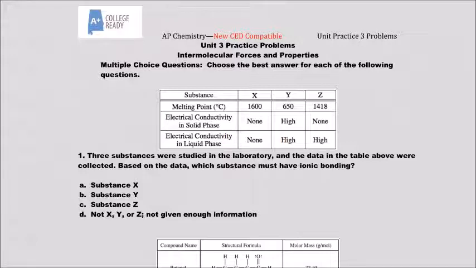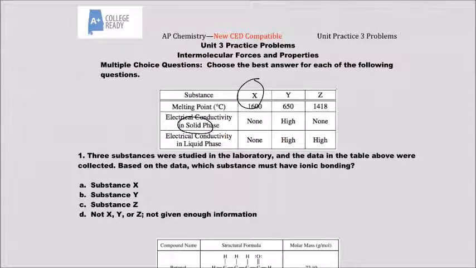All right, number 1, there are 3 substances studied in the lab, and the data in the table above were collected. Based on the data, which substances must have ionic bonding? Okay, well, we know things with ionic bonds have high melting points. All these melting points seem relatively high. But what else do we know about ionic bonding? Well, we know that as a solid, they don't conduct electricity.